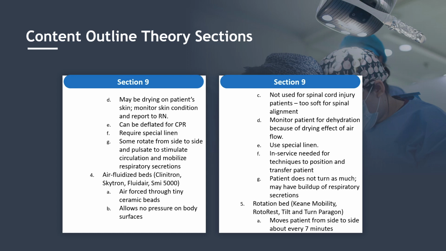Air fluidized beds, such as the Clinitron, Skytron, Fluid Air, or the SMI 5000. Air forced through tiny ceramic beads, allows no pressure on the body surfaces. It is not used for spinal cord injuries. It is too soft for spinal alignment. Monitor patient for dehydration because of the drying effect of airflow. Uses special linen. In-service needed for techniques to position and transfer patient. Patient does not turn as much and may have buildup of respiratory secretions. The rotation bed, such as the Keen Mobility, Rotorest, Tilt and Turn Paragon, moves patient from side to side about every 7 minutes.